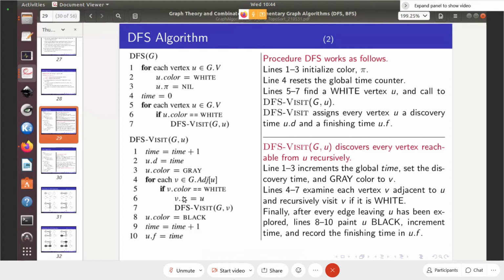Wait a second. It may happen that, say, through u you discovered v, right? Now you look at the color of v. If the color is gray, gray means it's already discovered, so it has a predecessor. If it is u, then you cannot do anything, so we do nothing. But if the predecessor of v is not the same as u, then you can say this is a back edge basically.